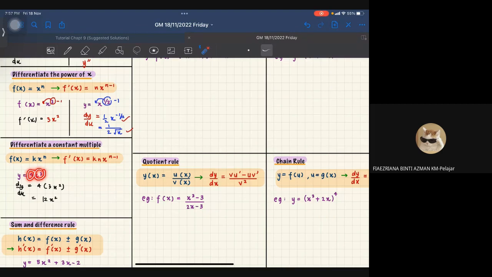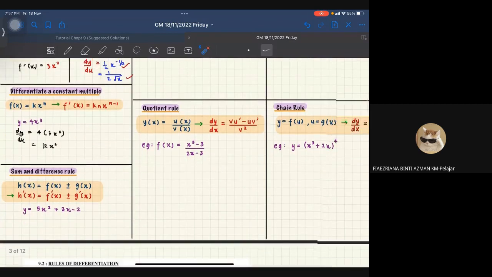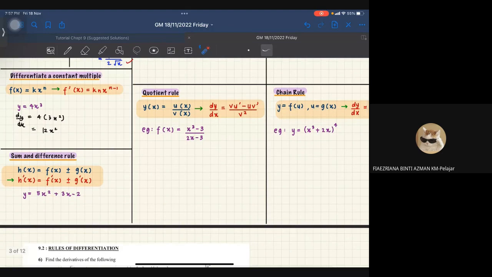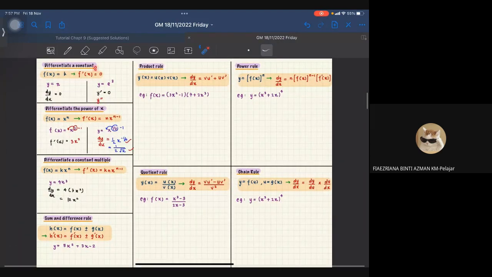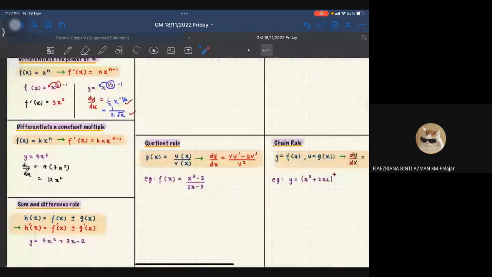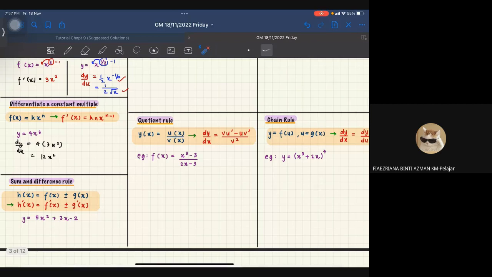Okay, tapi dia akan jadi lebih senang kalau kita just guna sahaja constant multiple. Okay, so jom. Next one is sum and difference rule. So kalau sum and difference rule, beza dia hanyalah awak ada combination of, let's say, constant, power of x, constant multiple in one function. Okay, so let's say dekat sini example yang saya ada y equals to 5x square plus 3x minus 2.